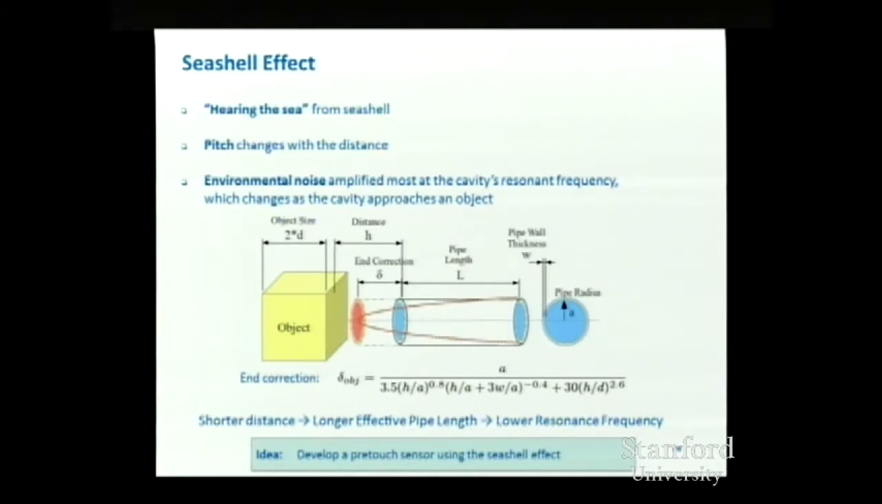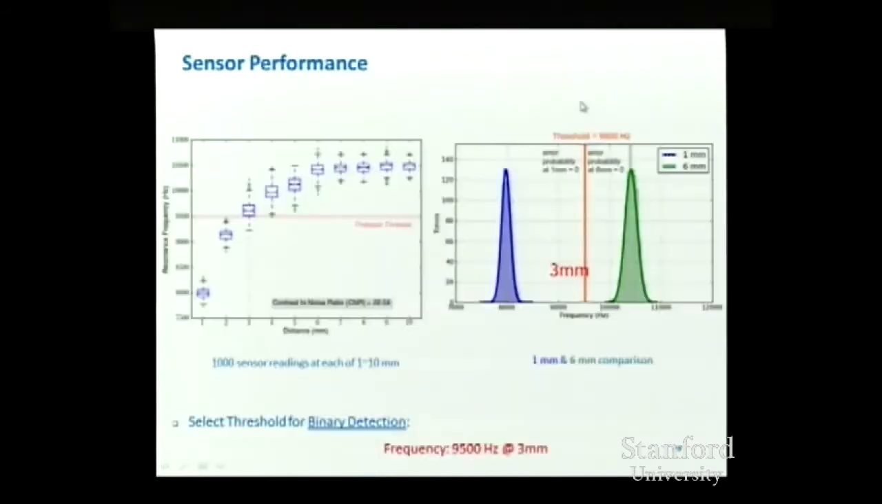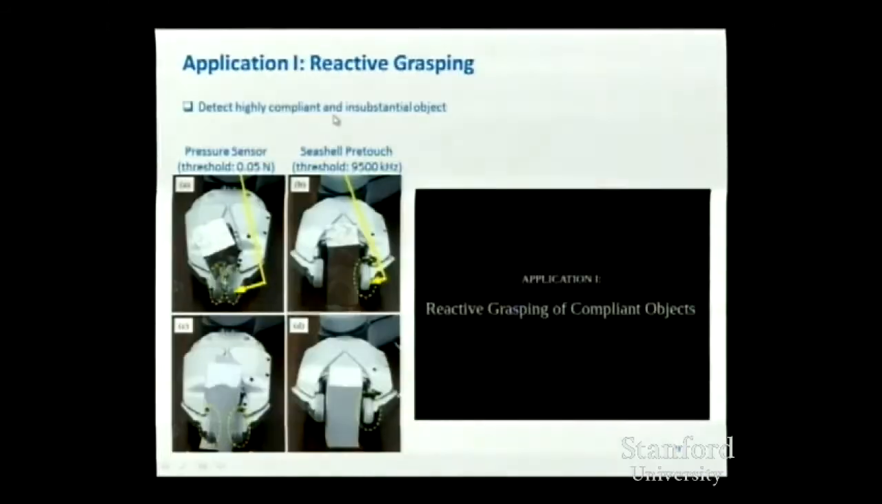So we have a reference microphone that's not in the pipe. We have another microphone in the pipe. And then we're going to build that whole thing into a robot finger. So here's our PR2 robot. These are the pipes that I was describing with the microphones. And this shows, as a function of distance, the frequency that we observe. So you can see, with standard deviation and everything, you can very reliably use this as a sensor to detect whether you're close to an object or not. And so we've used that for various applications.